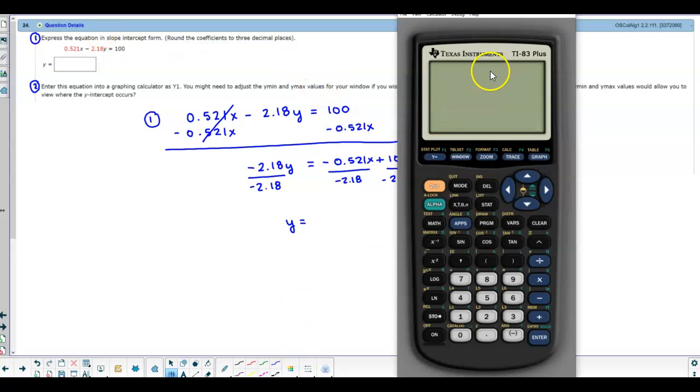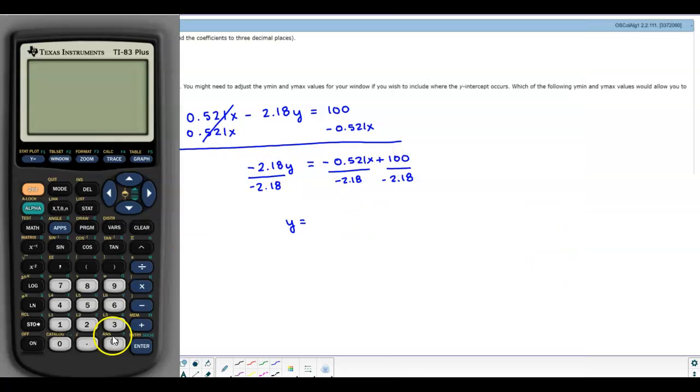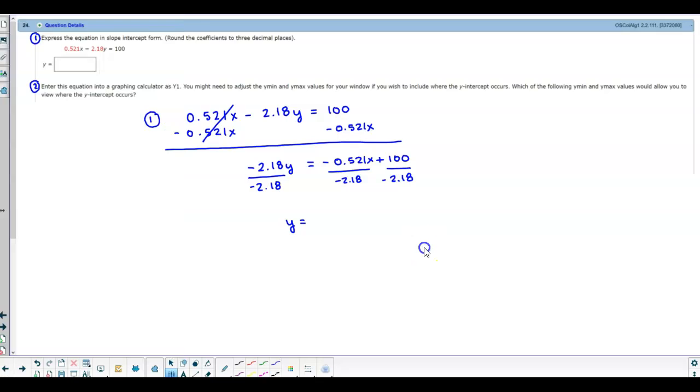So as stated, we need to round the coefficients to 3 decimal places. So let's just use the calculator here. We have negative 0.521, and we're dividing that by negative 2.18. So rounding that to 3 decimal places, we should get 0.239. So 0.239x.